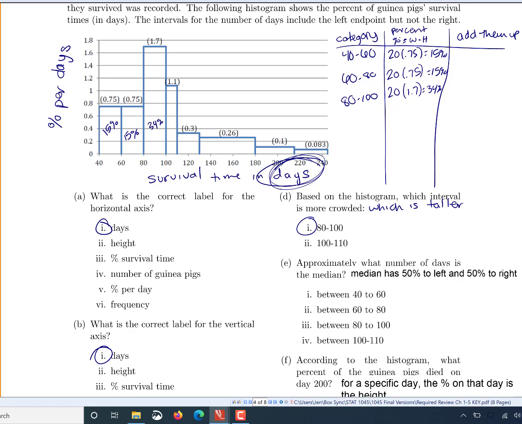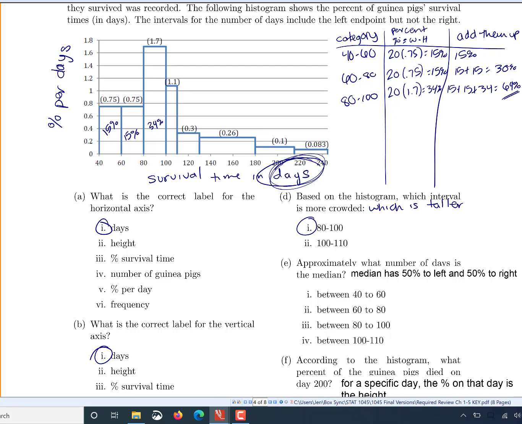Now, I've been forgetting to add them each up. So my first interval, I only have one, so 15%. But next one, I'm going to have 15 plus 15, which equals 30%. So I'm still not up to 50 yet. I'm trying to get to 50. My next one, I'm going to add that again. So 15 plus 15 plus 34, which gives me 64%.